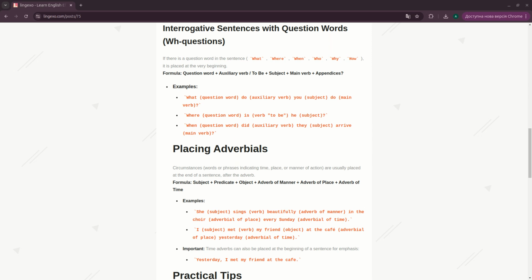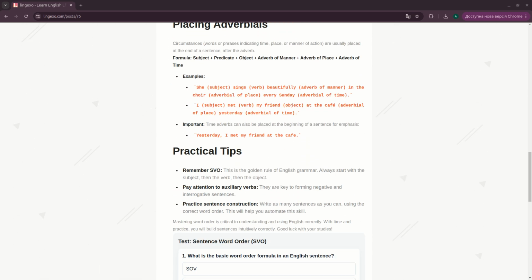Now let's talk about adverbs. Adverbs of time, place, and manner usually go at the end. For example, she sings beautifully in the choir every Sunday. I met my friend at the cafe yesterday. Time words can also go at the beginning for emphasis. For example, yesterday I met my friend at the cafe.